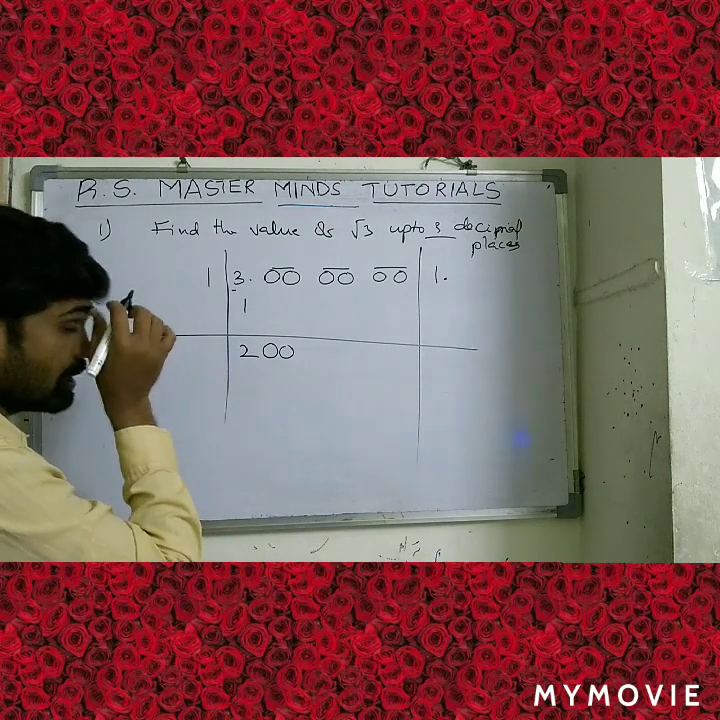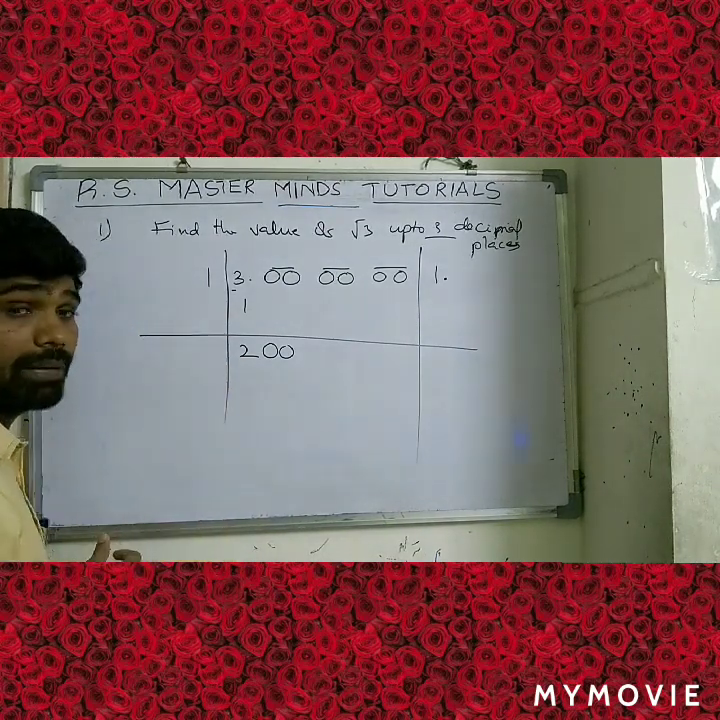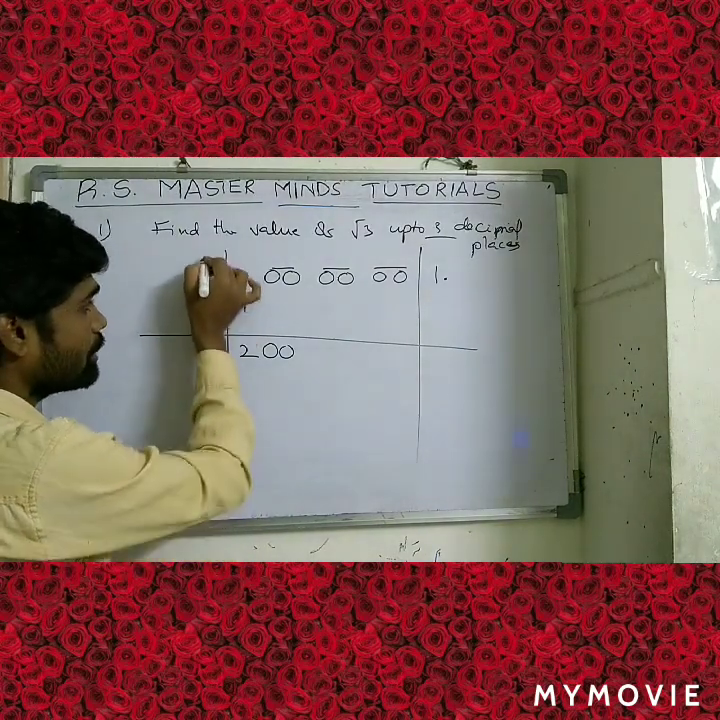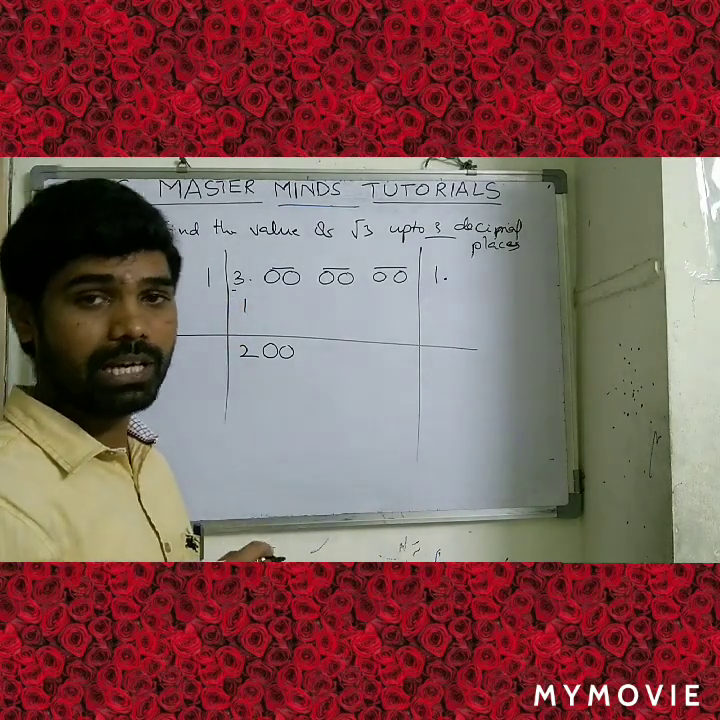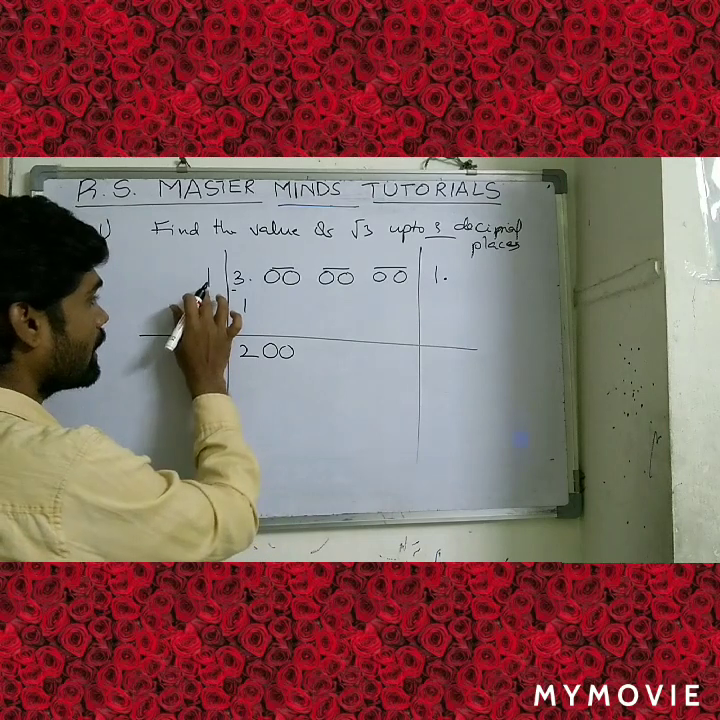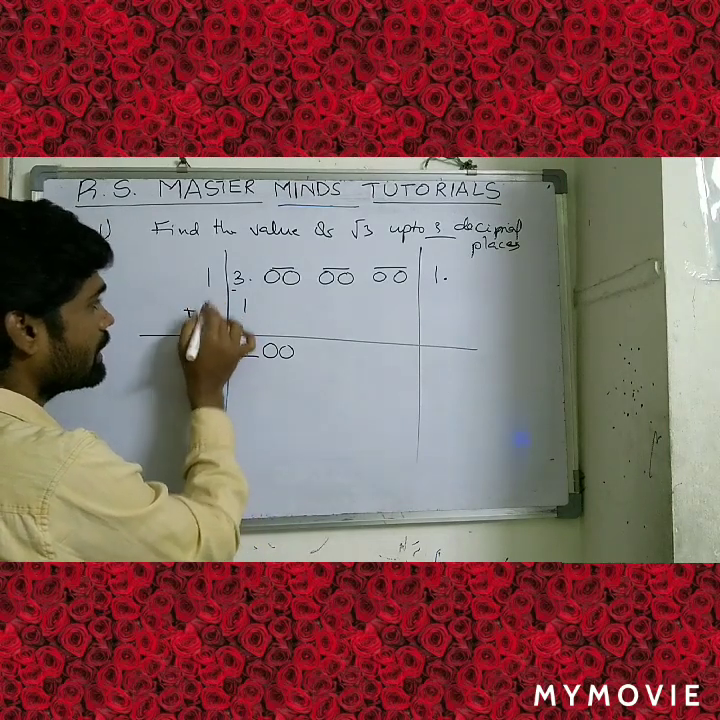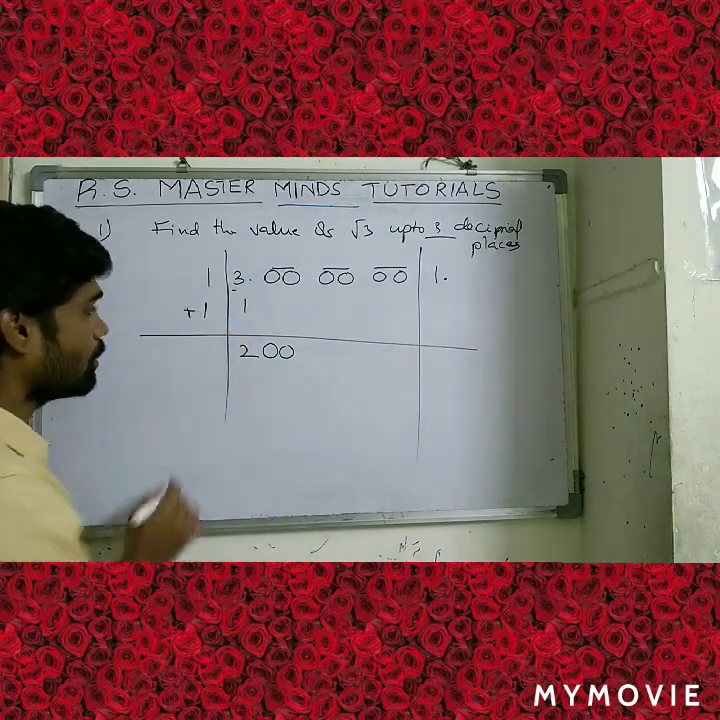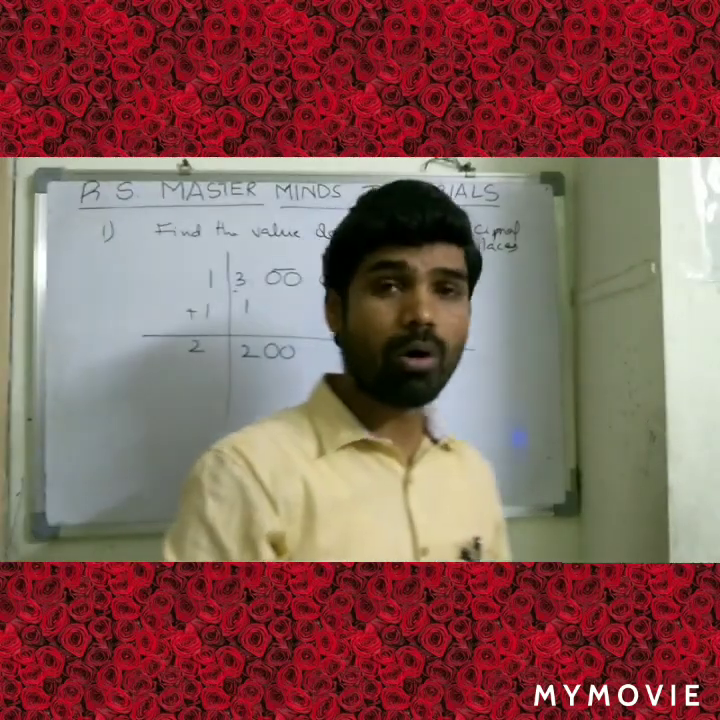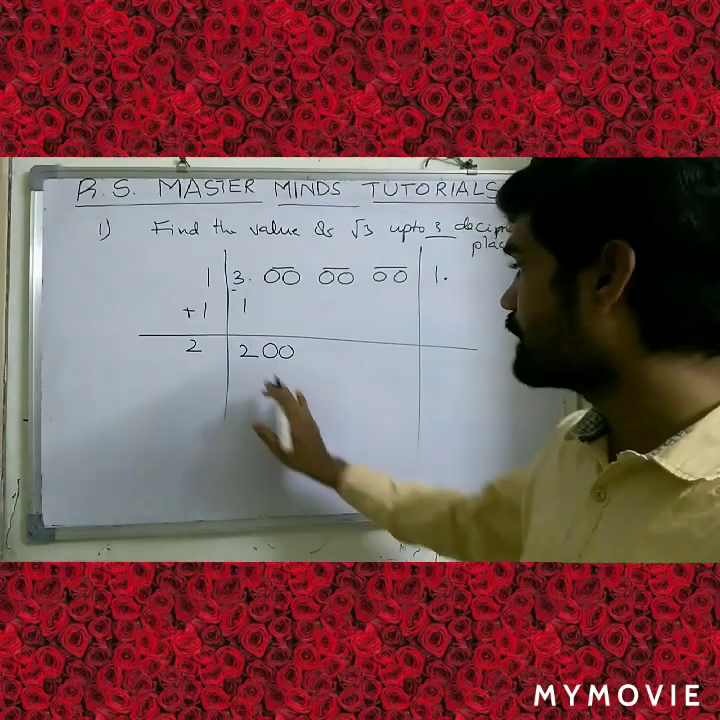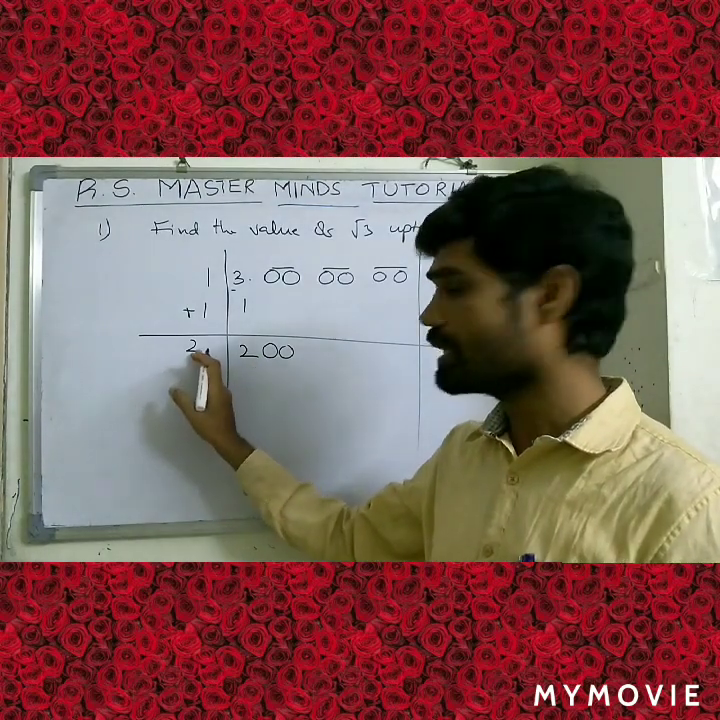The first step is completed, and coming to the second step: whatever digit is in the units place, the same digit should be added. So 1 plus 1 becomes 2. Here the number is 200. Now let us take the box.